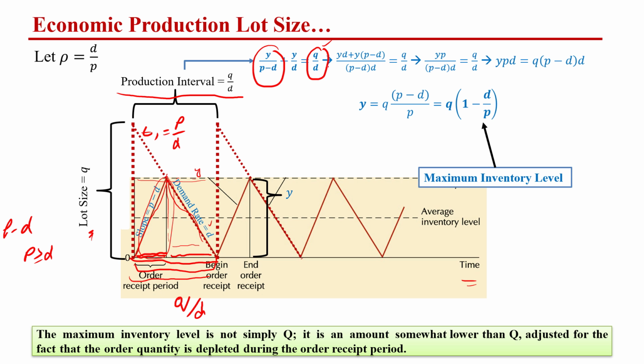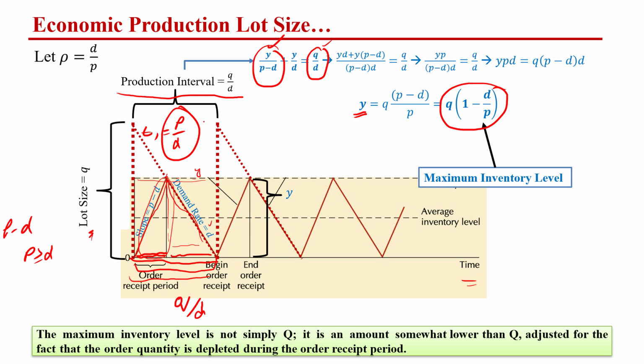If we solve this one, we would be able to get the y, which indicates the maximum inventory level. So the maximum inventory level is going to be this one, which means T1 is going to be P by D, that is the production time, the time in which we are piling up the inventory. We can calculate how much we are piling up.